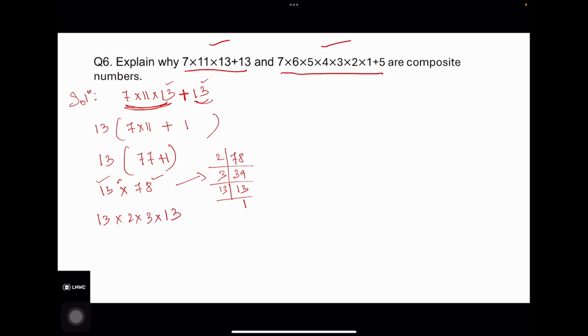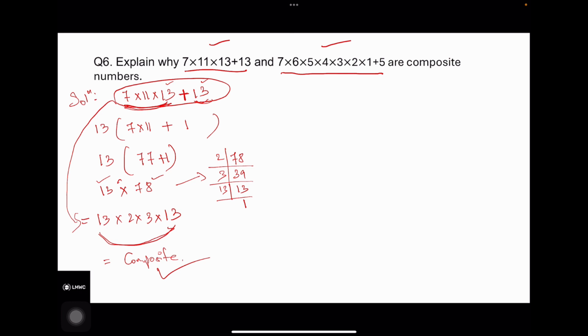Now if you look, this number is in the form of a product of prime numbers, which means definitely you're going to get a composite number only. This is according to the fundamental theorem of arithmetic. So yes, we have shown it. We have shown that 7 times 11 times 13 plus 13 is indeed a composite number.